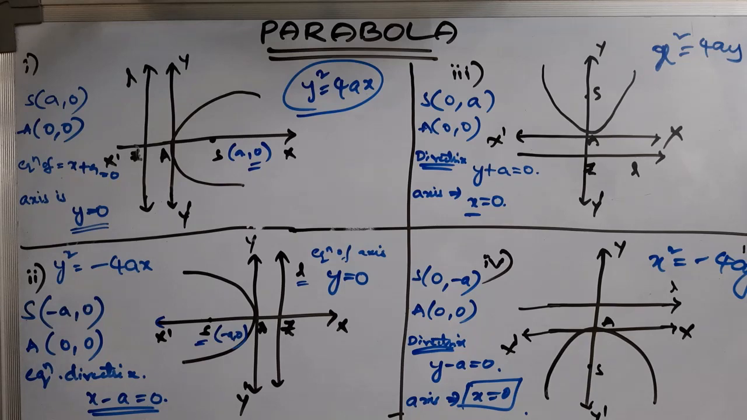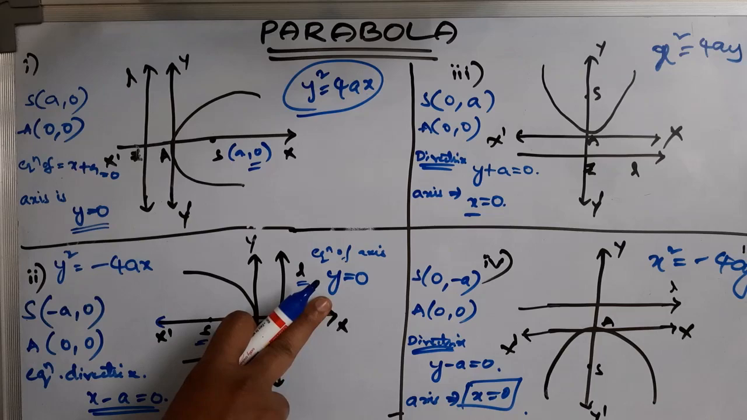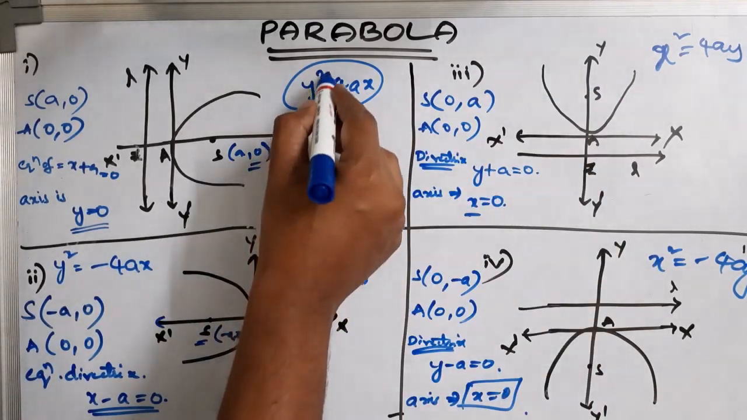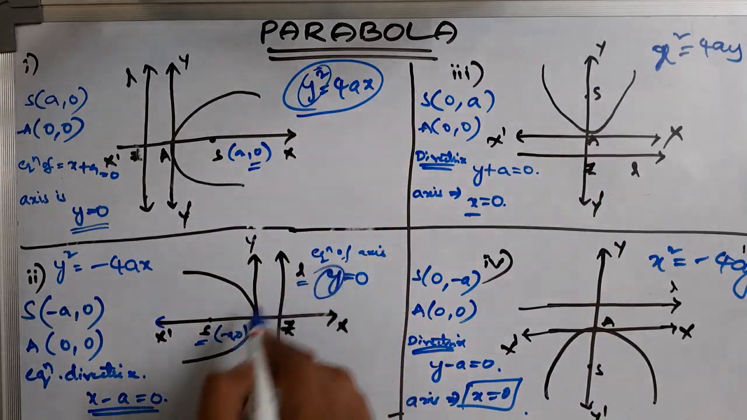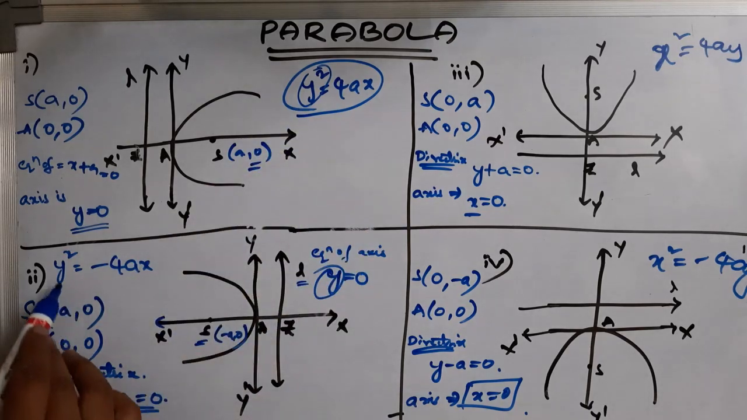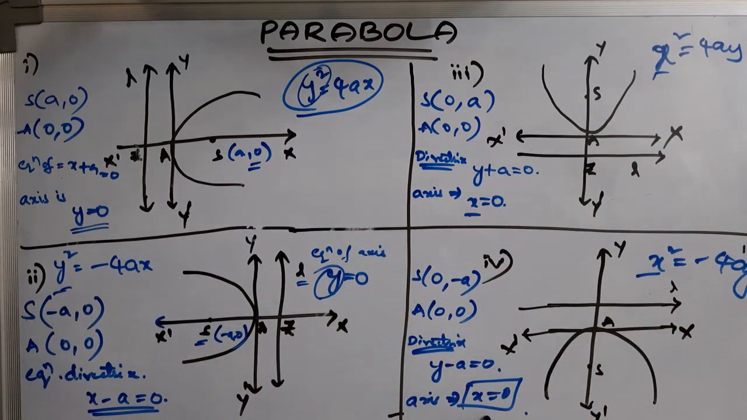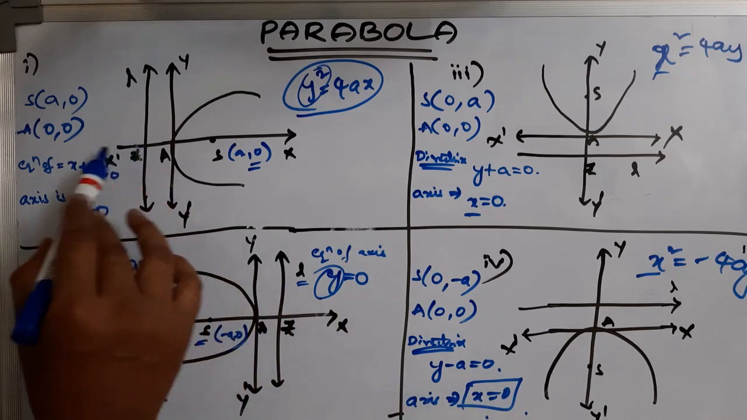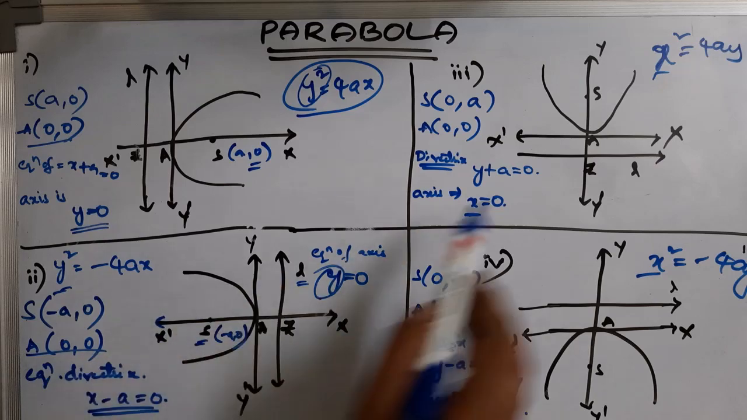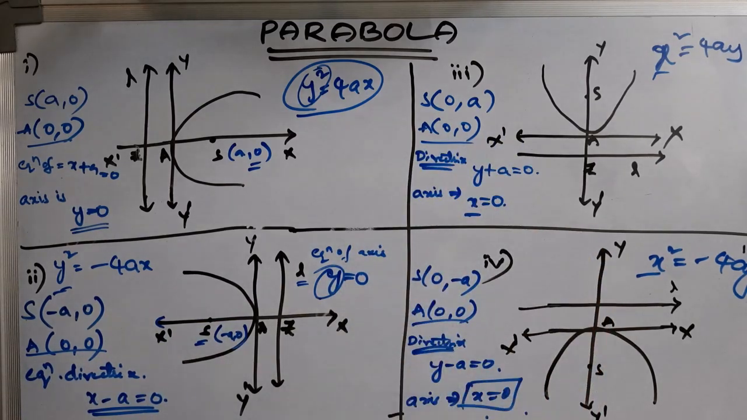Did you get it? As you can see, the equation of the axis in these two cases is y equals 0, and here also y equals 0. Whenever y square is there, y equals 0. Whenever x square is there, x equals 0. As you can see, the vertex is 0 comma 0 in all these four cases, right?